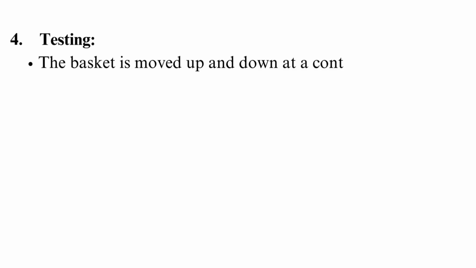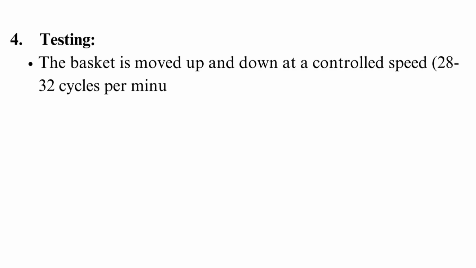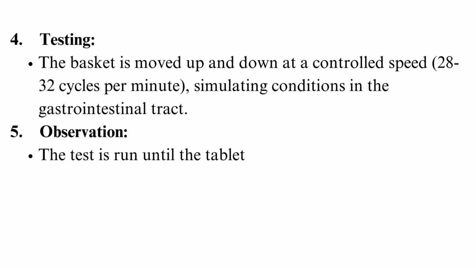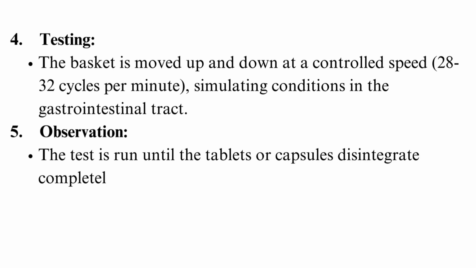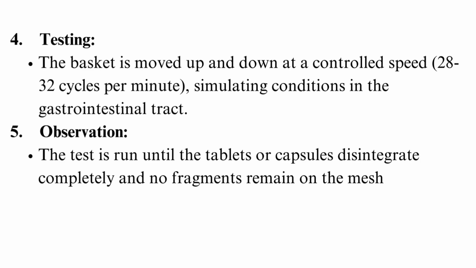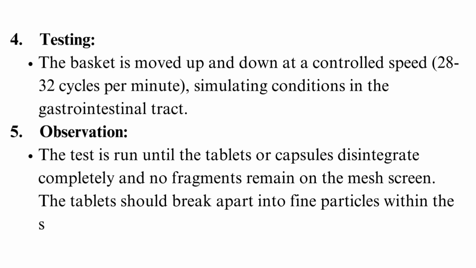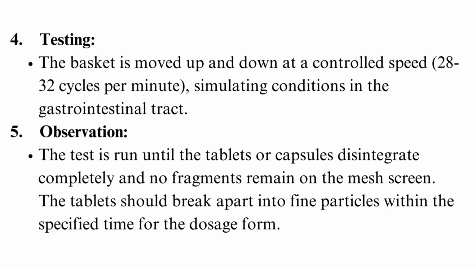Testing. The basket is moved up and down at a controlled speed, 28 to 32 cycles per minute, simulating conditions in the gastrointestinal tract. Observation. The test is run until the tablets or capsules disintegrate completely and no fragments remain on the mesh screen. The tablets should break apart into fine particles within the specified time for the dosage form. Acceptance criteria for disintegration time.